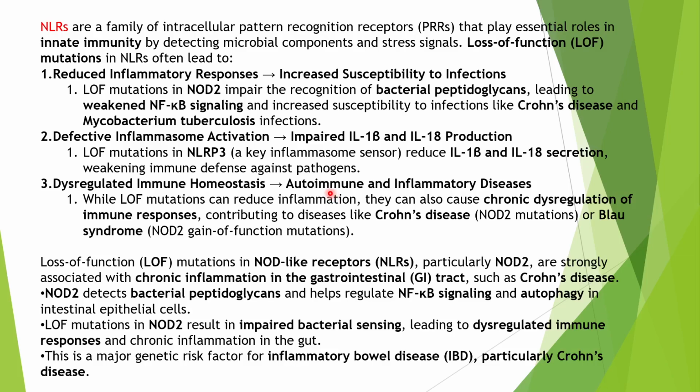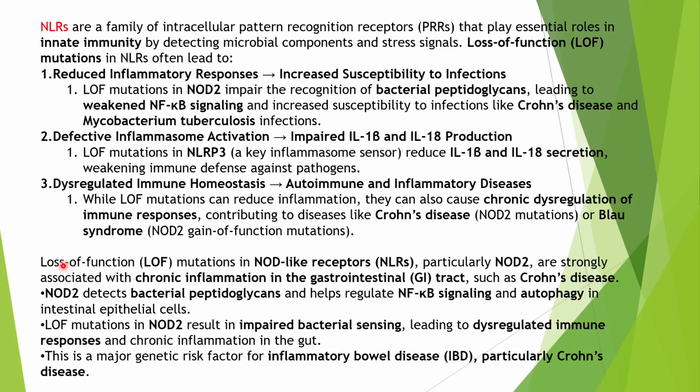So regulation of your immune responses will also change. The balance will be altered. So autoimmune and inflammatory diseases will arise as a result of this imbalance. While loss of function mutations can reduce inflammation, they can also cause chronic dysregulation of the immune response, contributing to diseases like Crohn's disease or Blau syndrome. Both of them are not loss of function mutations. Blau syndrome is a gain of function mutation.